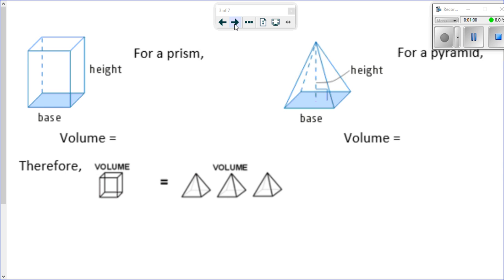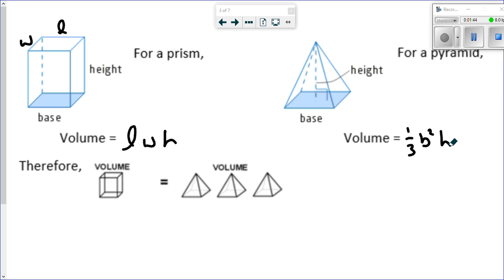Now, I have formulas for a prism. Base, well, it's not really that. It's length, width, and height. So length, width, and height. Okay. The volume of a pyramid is 1/3, in this case, base squared times height.